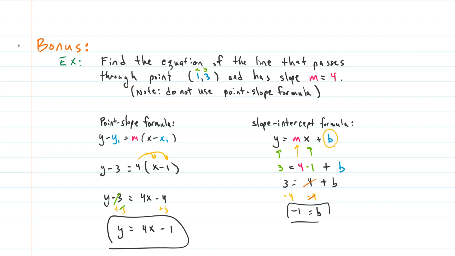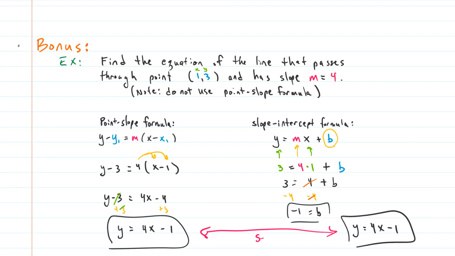We already know what m is, so we literally can just write out the equation, right? We can literally write out y equals m is 4, because that was given in the problem statement. We have the x, and plus, and the b, negative 1. The plus and the minus just give us a negative, so we can just put 4x minus 1. And look at that. Same thing. You can get the same formula.